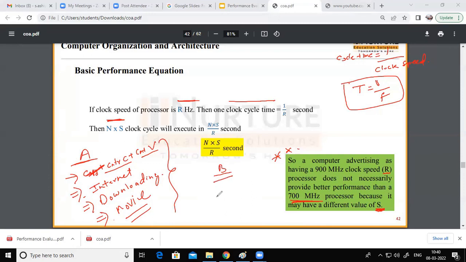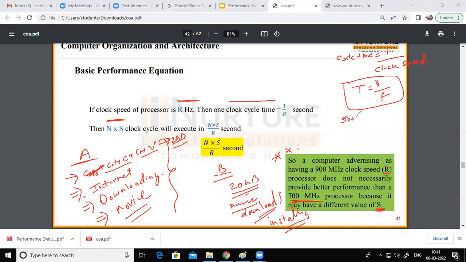whereas in system B you are doing Control C and Control V. For example, this was a 2 GB file, and here you're doing a backup of your files, which is 20 GB. The same thing, Control C, Control V, along with music and some downloads, and you are also installing something. So this S, the number of steps required to complete the N tasks, varies. There is variation in this value of S.